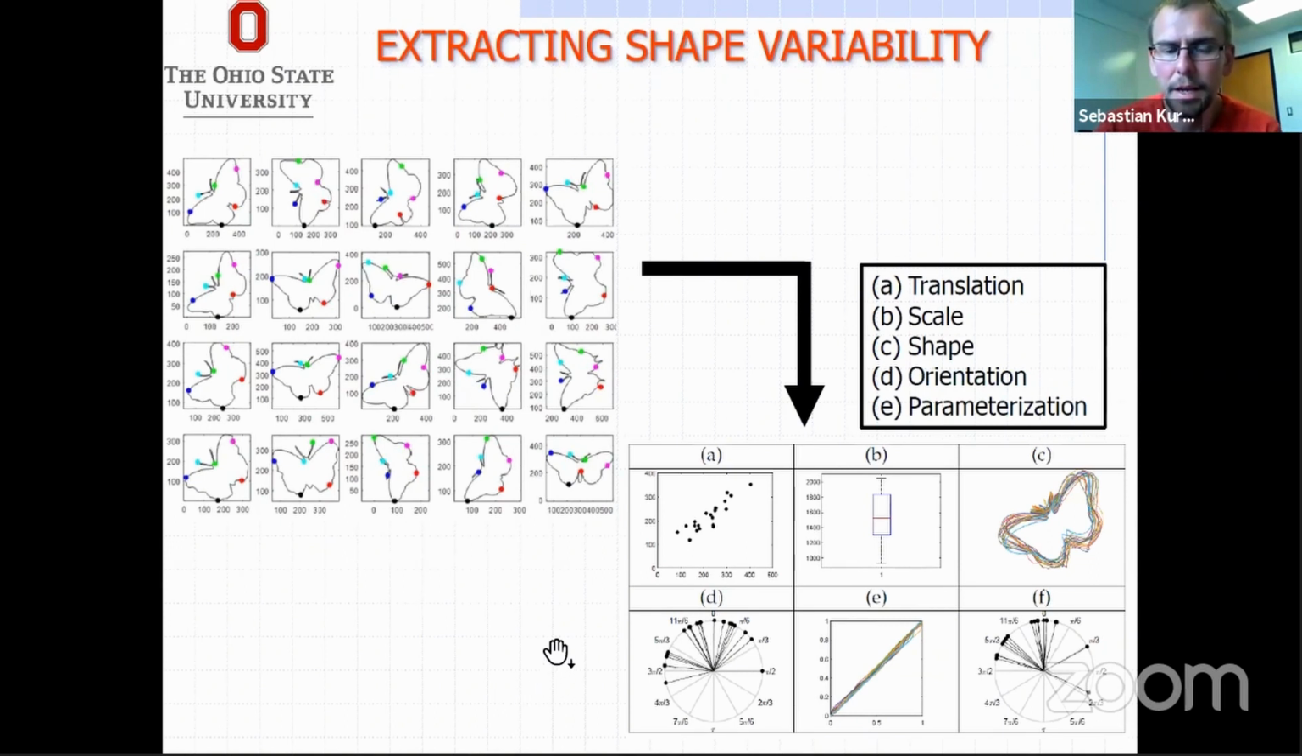In panel A is the translation component. In panel B is just a standard box plot of the scales. Panel C contains the shape component. Panel D contains the orientation component. And then the parameterization component, here I'm splitting into two parts, where in panel F, I'm showing you the best starting point on each of the curves. And then in panel E, I'm giving you the reparameterizations given that starting point. So I've actually split it up into two further components.